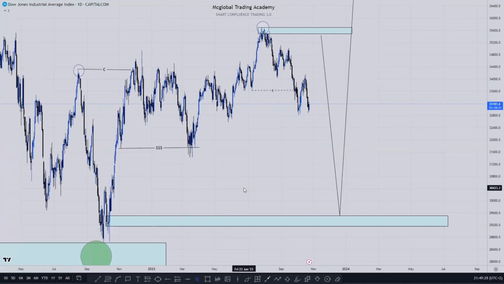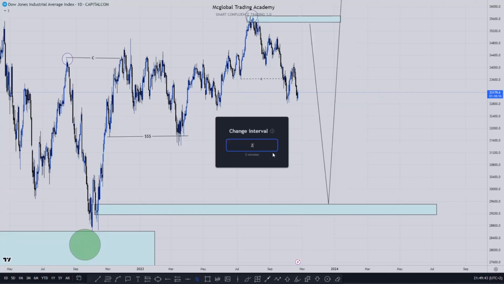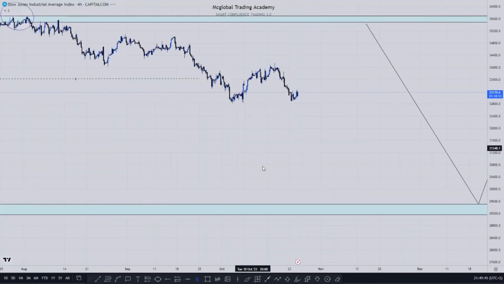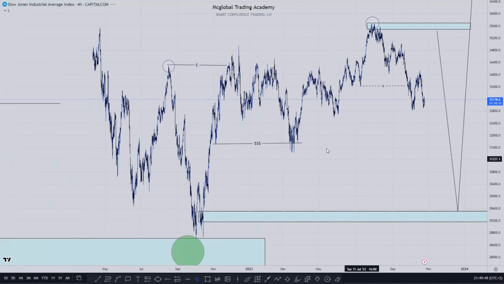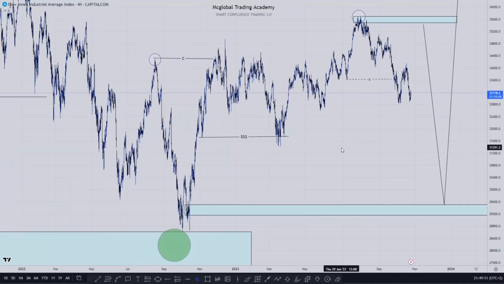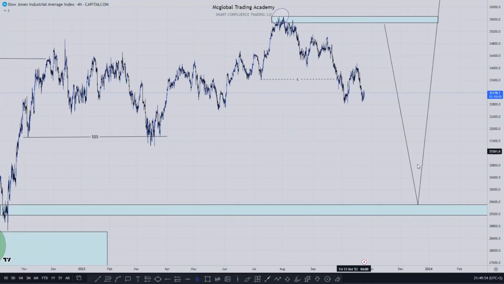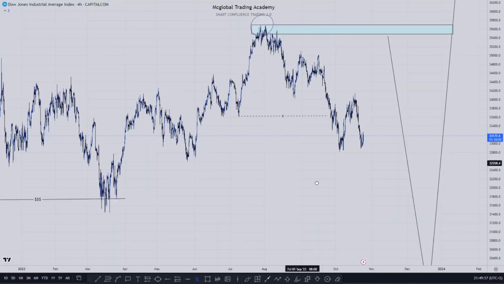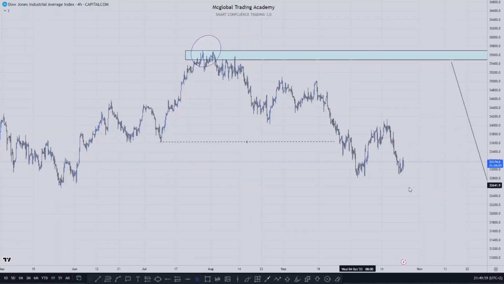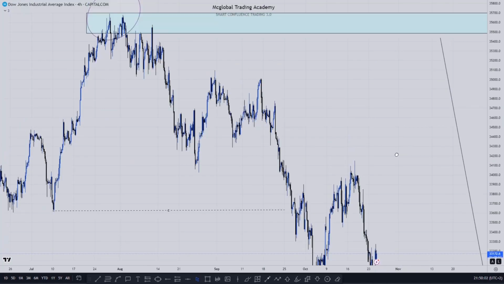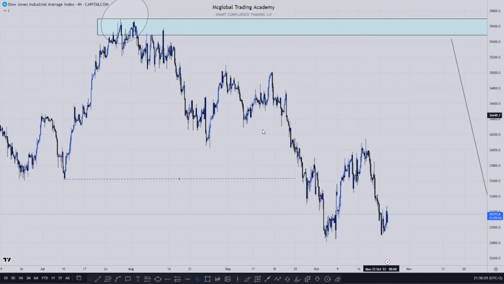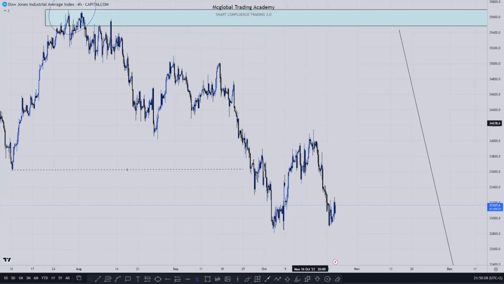So this is the main structure now. Another thing is that once you go down to the 4-hour, you also see some more details that you might not have seen on the daily. So once you zoom in on the 4-hour, remember after this major change of character, you're now anticipating a pullback.